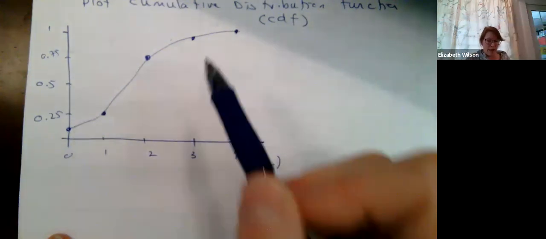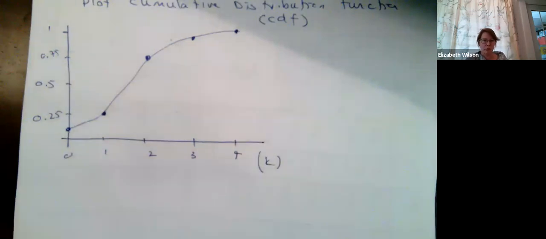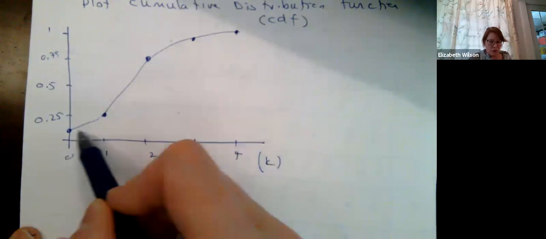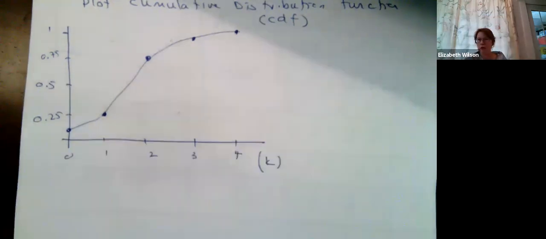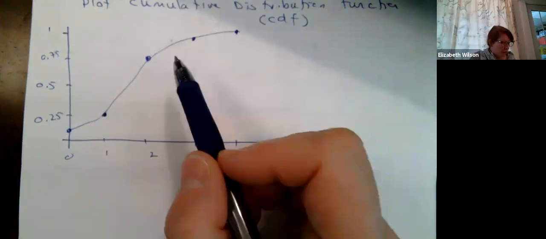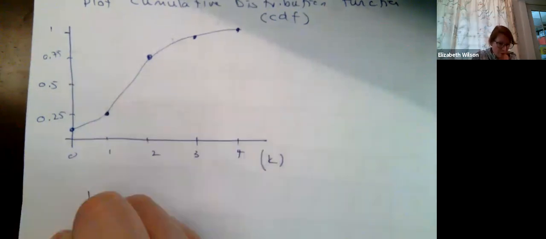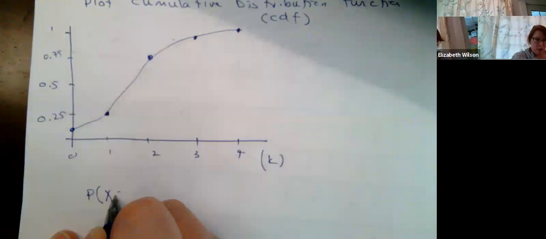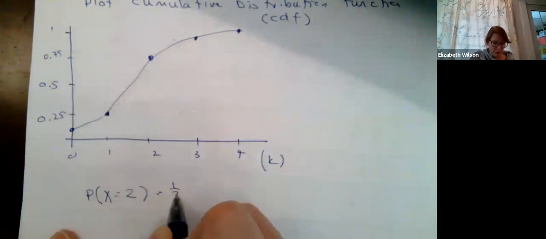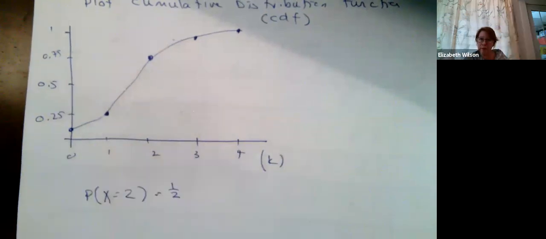We're going to be studying this later, but depending on how steep this is, or how shallow this is, that gives us a feeling for what our distribution looks like too. So this is going to tell me, if I want to say the probability that my random variable x is equal to 2, it was 1/2. I got that right from my probability distribution function.